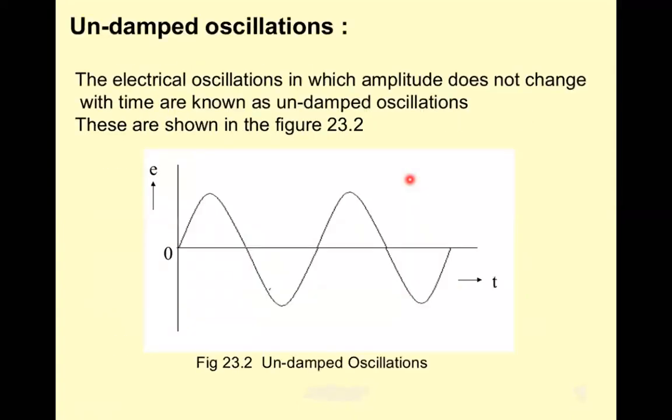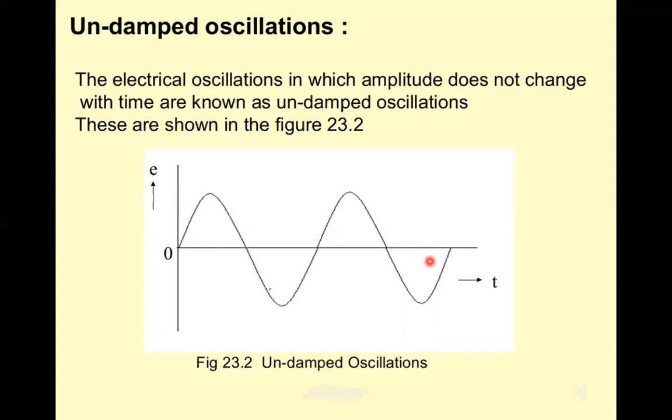What are undamped oscillations? The electrical oscillations in which the amplitude does not change with time are called undamped oscillations. You can see that it is constant. The amplitude is constant as we are increasing the time. So this is called undamped oscillation. Here you can see that the amplitude of oscillations is constant with time and there is no change in frequency. These are the oscillations which are used in various electronic equipment.